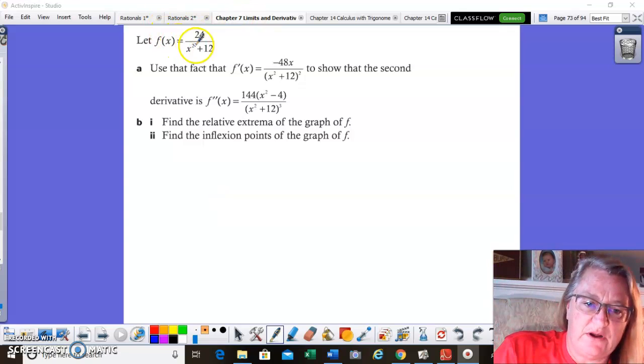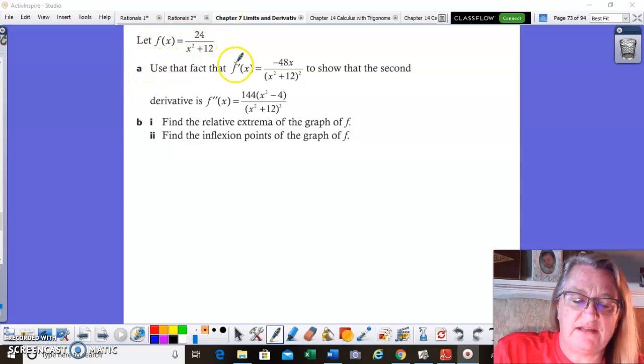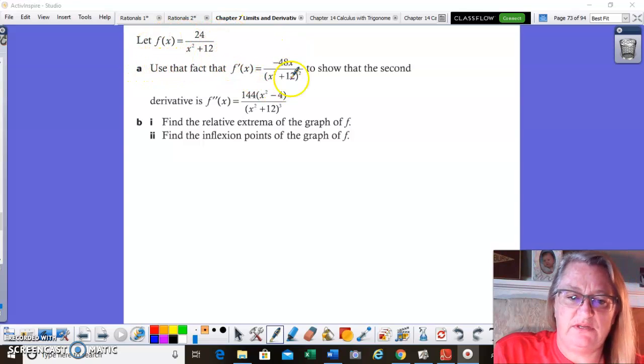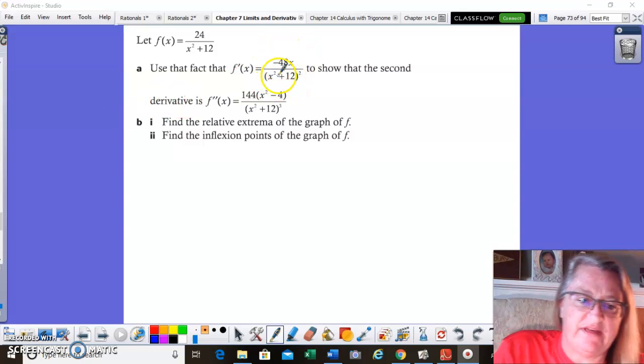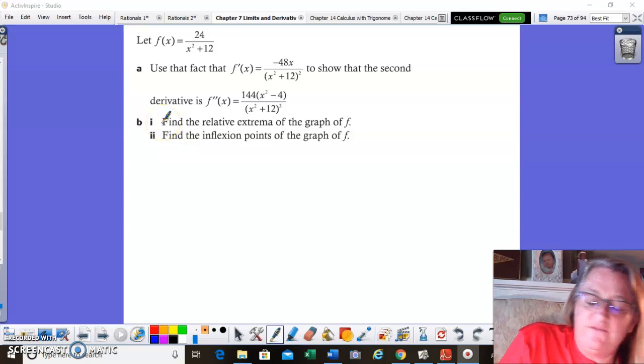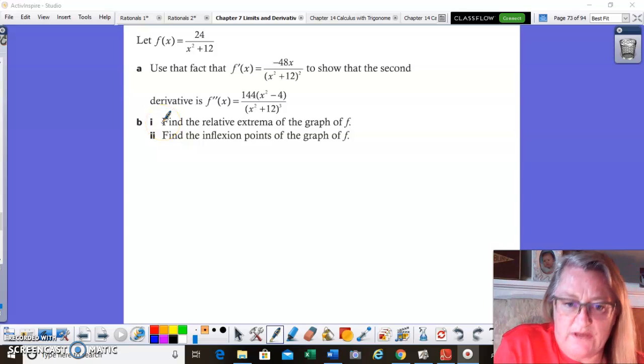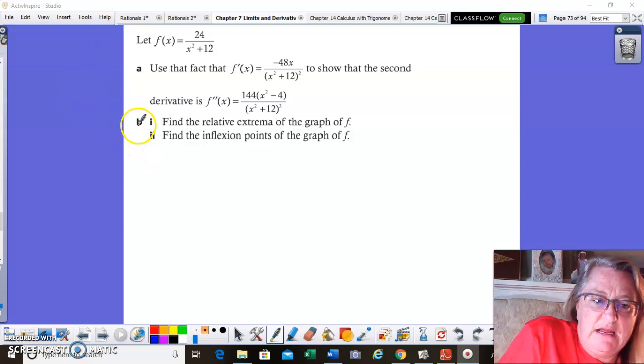So the very first part of this IB test question says that we're going to use the fact that the first derivative equals this to show that the second derivative equals that. So basically, I just need to find the derivative of that. All right. They give you this, that they turn this into a show question so that you can still answer part B if you weren't able to do part A. Part A is the difficult part of it.